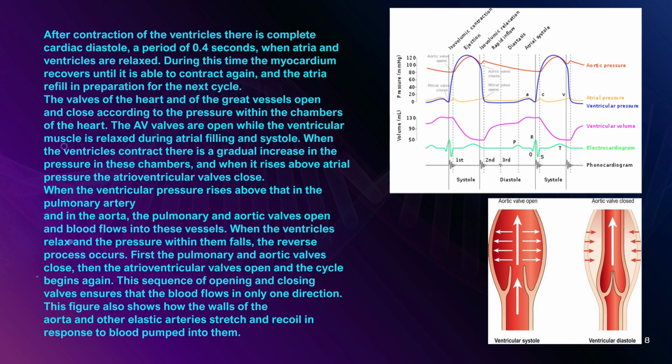When the ventricles relax and the pressure within them falls, the reverse flow occurs. First the pulmonary and aortic valves close, then the atrioventricular valves open and the cycle begins again. This sequence of opening and closing valves ensures that the blood flows in only one direction. This figure also shows how the walls of the aorta and other elastic arteries stretch and recoil in response to blood pumped into them.